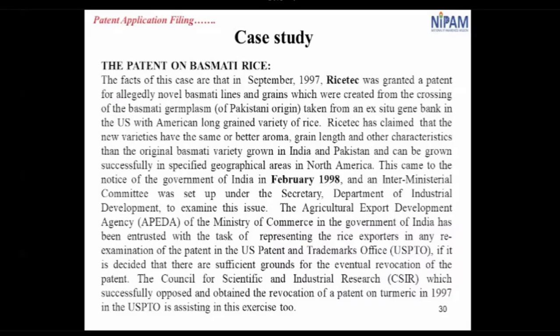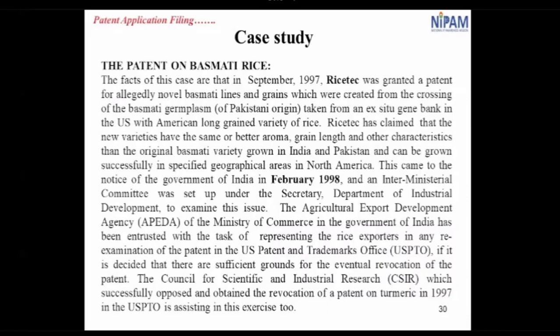RiceTec claimed that the new variety has better aroma, grain length and other characteristics than the original basmati variety grown in India and Pakistan, and can be grown successfully in specified geographical areas in North America. This came to the notice of the government of India, and in February 1998 an inter-ministerial committee was set up under the Secretary, Department of Industrial Development, to examine this issue.